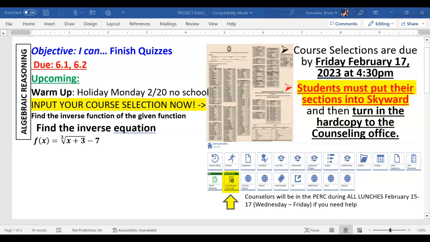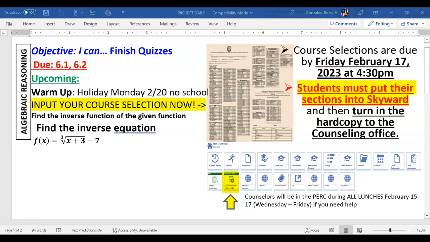So today, other classes are catching up and finishing still. Some of us are still finishing. Some of us need to still do test corrections and just in general turn stuff in. So that's what we're going to work on today. But I am going to put in 6.1 and 6.2 here today or tomorrow. So make sure you're looking at that.